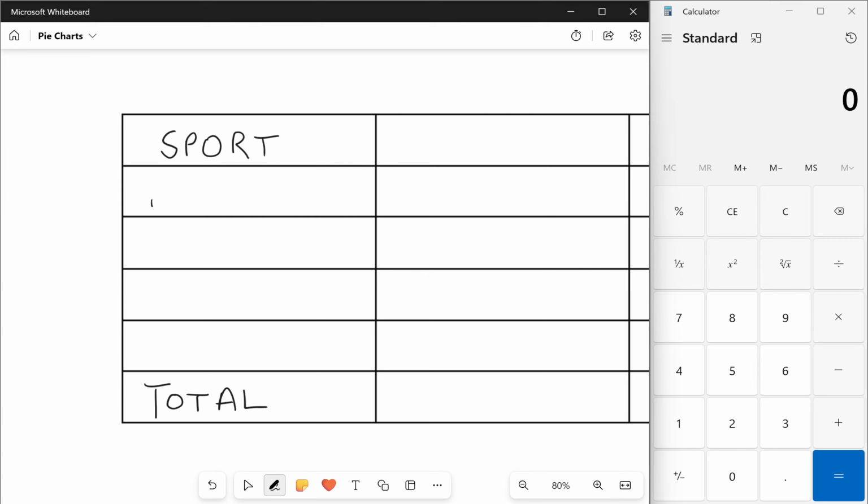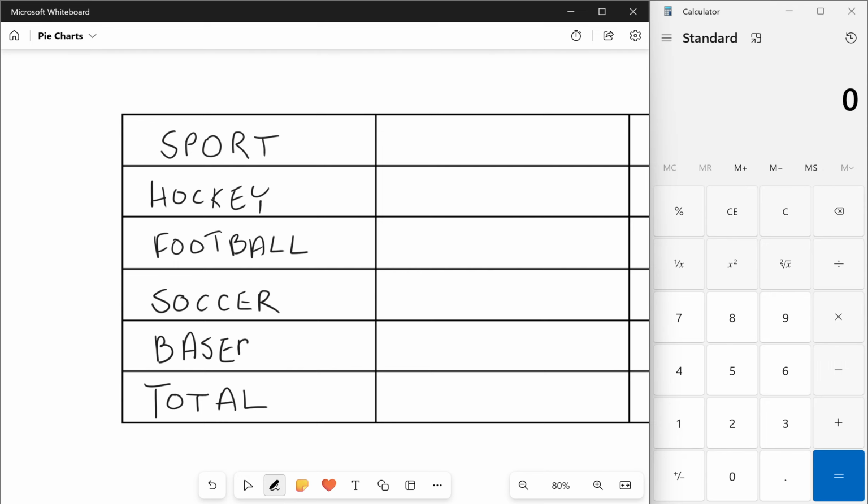The options were, let's say, hockey, football, soccer, and baseball. So those were the 4 choices for the survey. And let's say when we tallied all of our students together, 14 of them chose hockey, 6 of them chose football, 5 of them chose soccer, and 5 of them chose baseball.